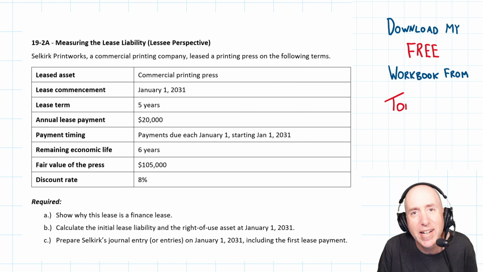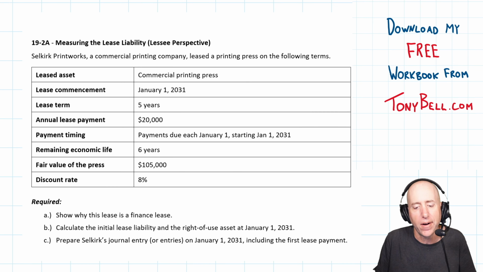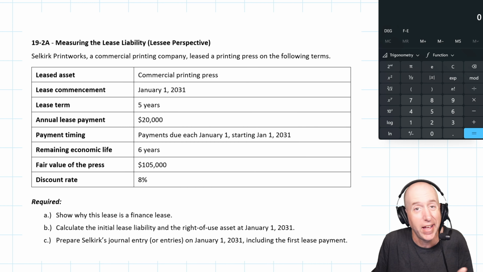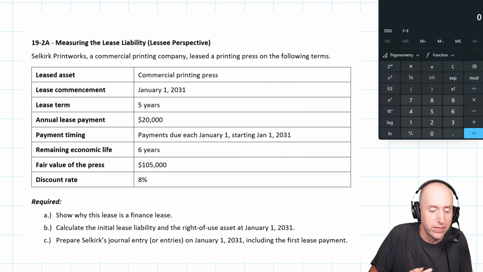Let's jump into problem 19.2a. We're looking at a lease liability on a finance type lease and just measuring it and calculating it essentially. So this is a finance question. It's a present value question.